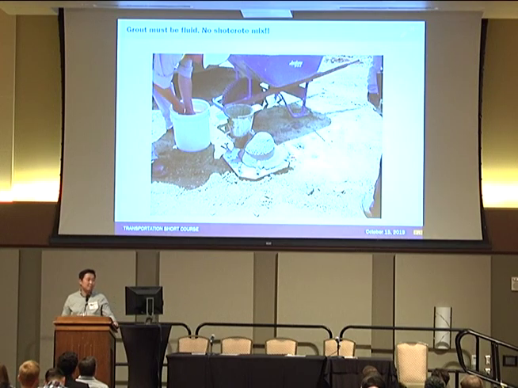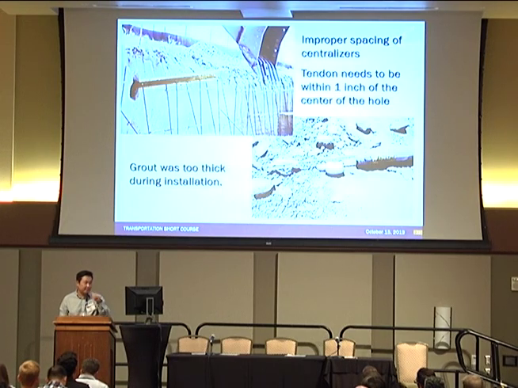As I said previously, the grout should be fluid. So basically no shotcrete mix can be used in the grout. Improper spacing of the centralizer is also an issue. The centralizer should be properly spaced with the maximum spacing of 8 feet, and the tendon should be within 1 inch of the center of the hole. And this figure shows the tendon is almost at the bottom, which is an indication that there is no centralizer support. So it's just hanging and hitting the bottom of the hole.